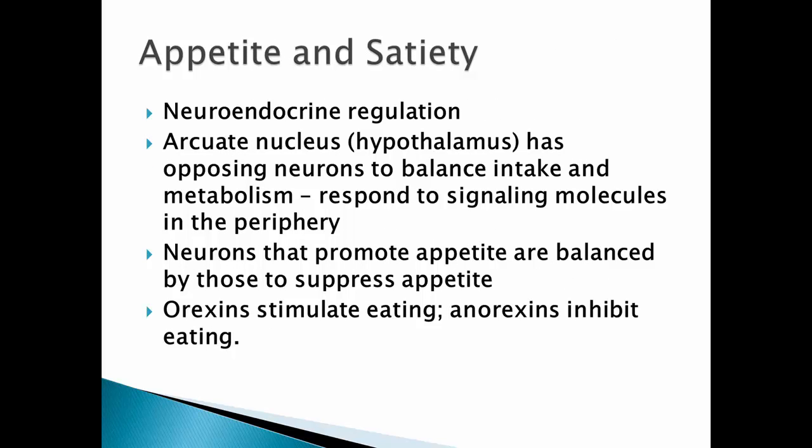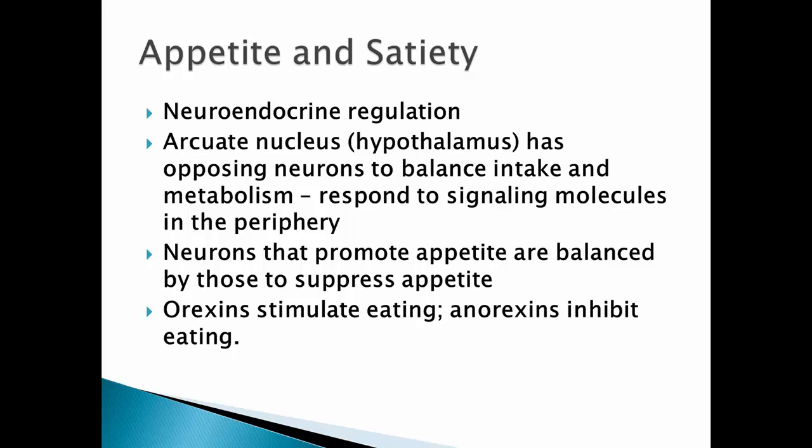So what about appetite and satiety? We know that appetite and satiety are under neuroendocrine regulation. The neuroendocrine regulation controls our eating behavior, our energy metabolism, and also our body fat mass. And this regulation occurs in the arcuate nucleus of the hypothalamus. The arcuate nucleus has opposing neurons to balance the intake and the metabolism and responds to signaling molecules in the periphery. So you have signaling molecules from the periphery that act centrally.